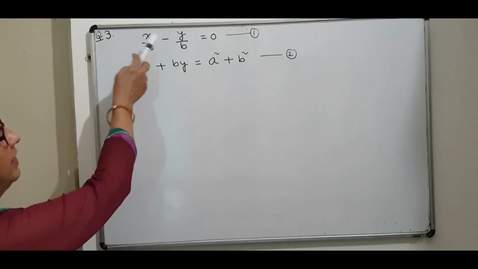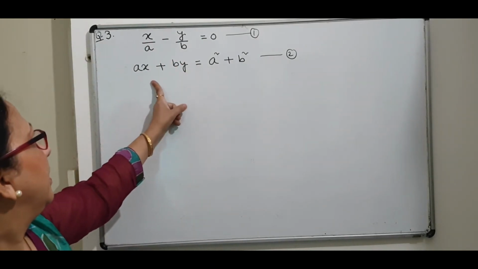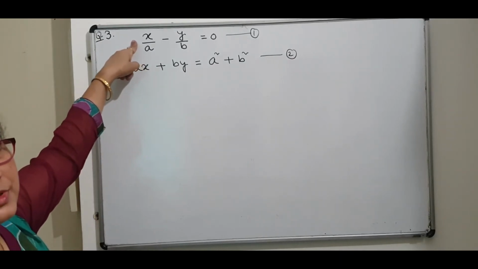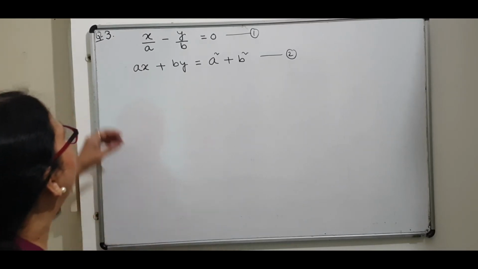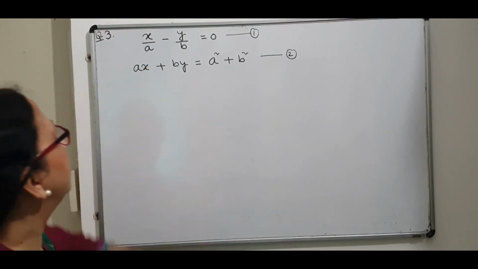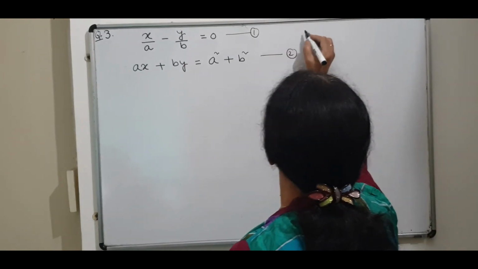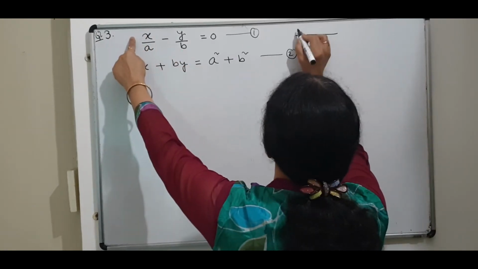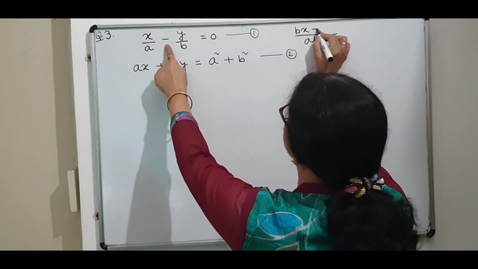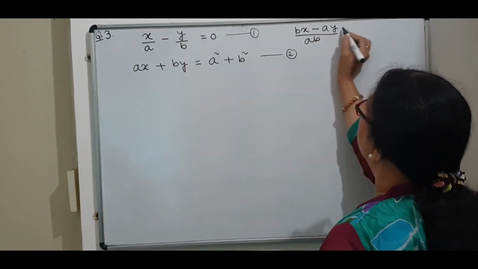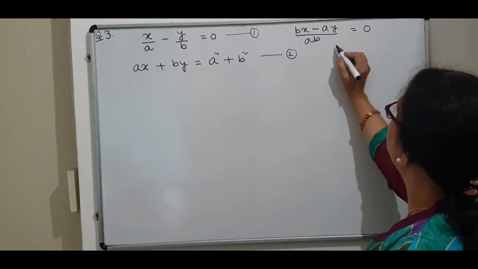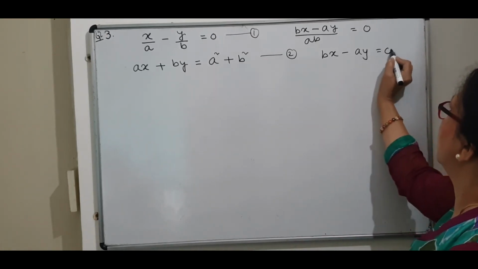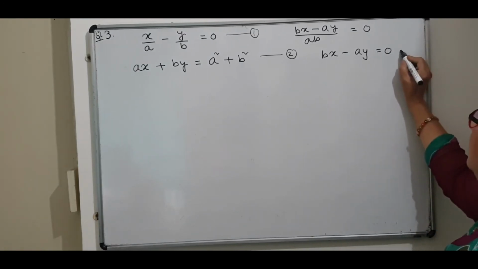Next question. Again a pair of linear equations like this. Here the first equation we have to simplify because we want to avoid fractional coefficients. So if I have to simplify, then I take the LCM, ab, then b into x minus a into y is equal to 0. And if I cross multiply, then it is bx minus ay is equal to 0. So this is your equation 1.